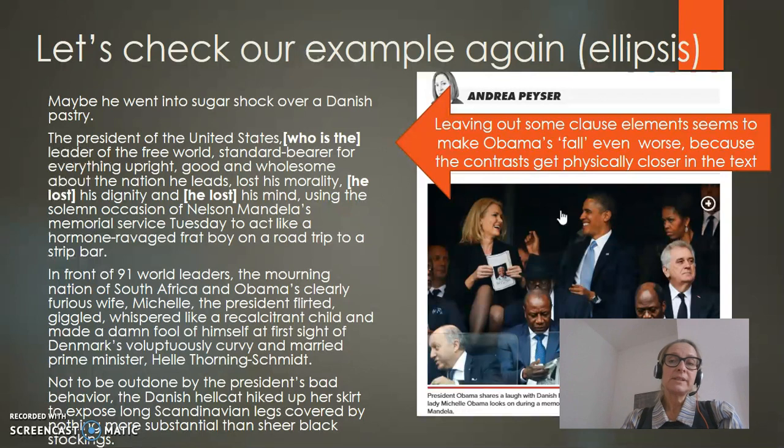Another example is the ellipsis, the leaving out of clause elements, and in this case it seems to make Obama's fall from being the leader of the free world, etc., into becoming a frat boy on a road trip to a strip bar, even further apart, or it makes his fall worse, because we get the contrasts physically closer, because we leave out who is, he lost, and he lost, even though we could have grammatically correctly written that, but that would have taken more space to do so.